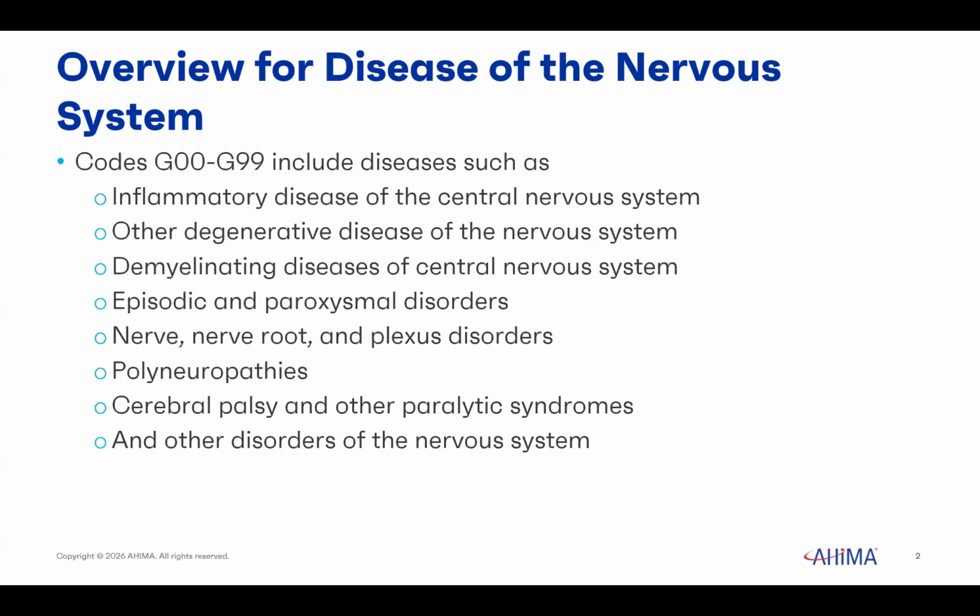So these codes, G00 through G99, cover a lot. We see codes for inflammation of the brain and spinal cord, diseases that break down the nervous system, nerve problems, seizures, cerebral palsy, polyneuropathy, and many other things.